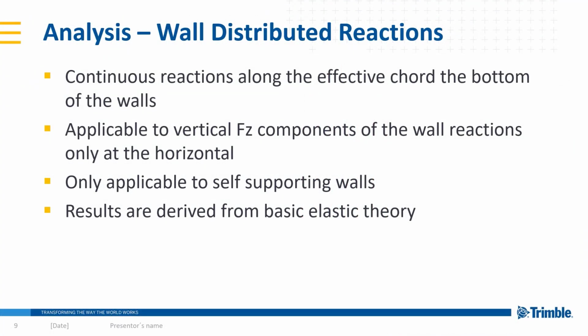So the next subject is covering the final new feature under analysis, which is wall distributed reactions. Wall distributed reactions are basically continuous reactions along the effective chord at the bottom of the wall. These are applicable to the vertical components of the wall reactions at the bottom horizontal. So if you have any sort of sloped bottom, unfortunately, this feature won't be useful there, as it only applies to horizontal levels at the bottom.